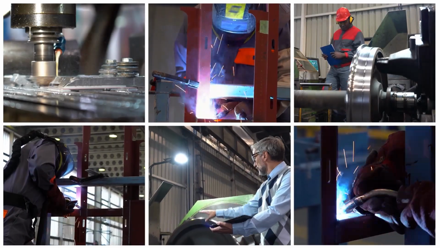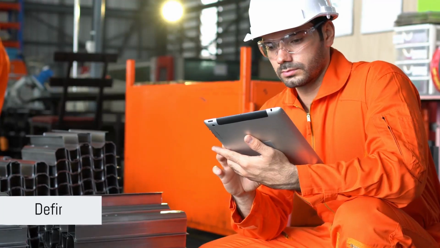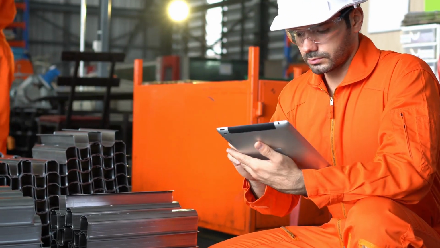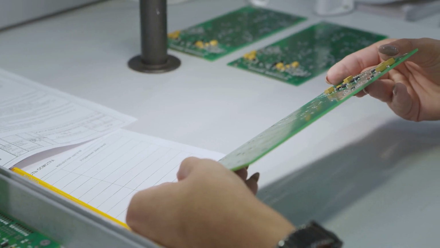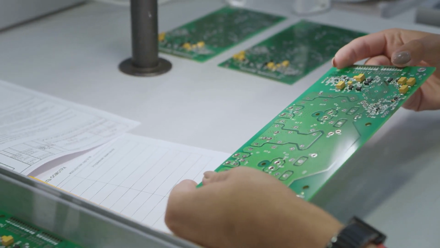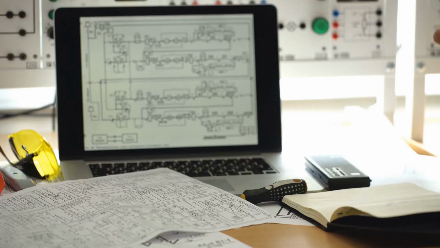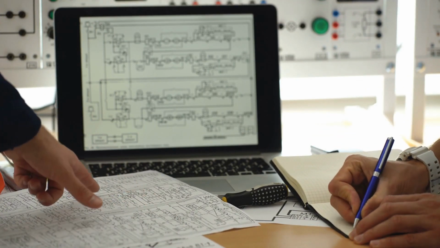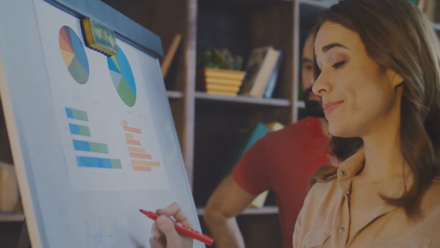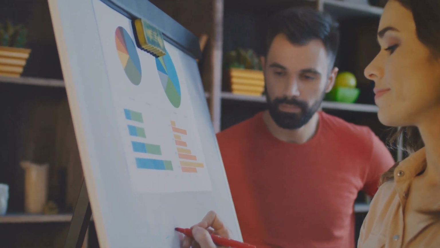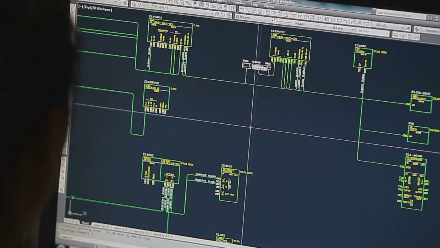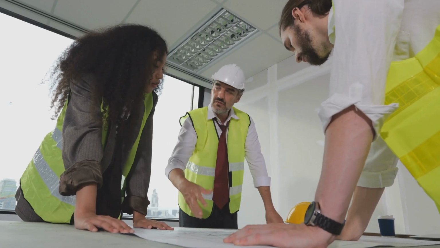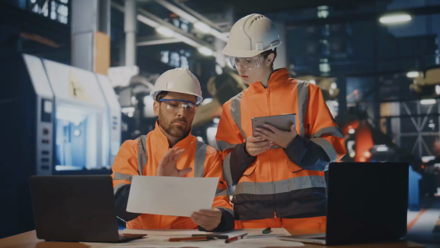Now let's walk through the steps to create a control plan from scratch. Step 1. Define the scope. Start by identifying the process, part, or assembly you're documenting. Be specific. Include part numbers, revision levels, and related customer or regulatory requirements. Step 2. Gather your inputs. Leverage your process flow diagram and process FMEA. These tools highlight the process steps and identify where the highest risks lie. Your flow diagram provides the process sequence. The FMEA helps prioritize which characteristics are most critical to control.